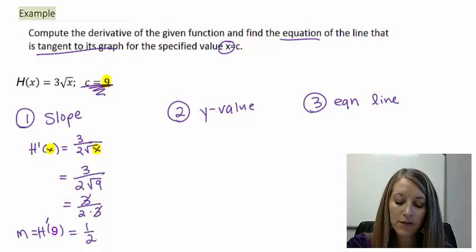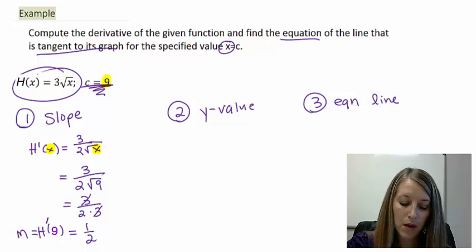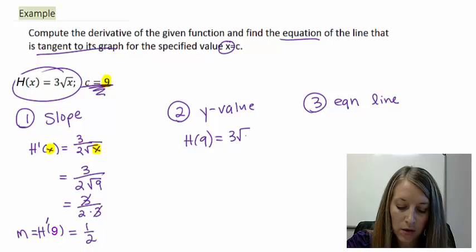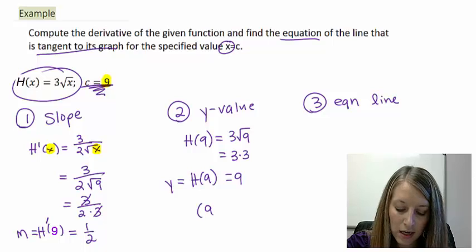The second thing we need to find is our y value, and we compute the y value by using the original equation. So h of 9 is going to give us our y value. That gives me 3 times 3, or just 9. So that gives me my y value, or if you care, that gives us the ordered pair where my x value is 9 and my y value is 9.